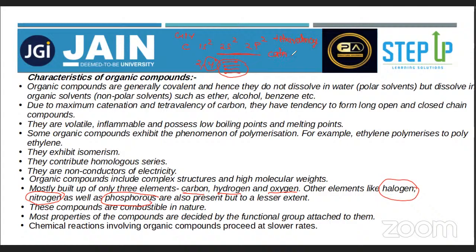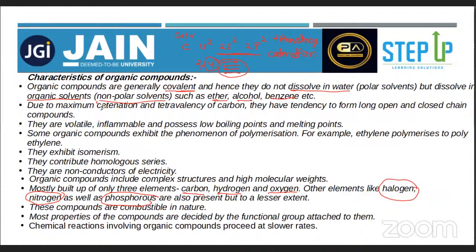Catenation is the self-linking property of carbon. It can link to other carbon atoms and build huge chains, branched or straight, leading to the formation of compounds with big molecular mass. Organic compounds, because they are covalent in nature, don't dissolve in water, since water is a polar solvent, but they dissolve in organic solvents. Organic solvents are normally non-polar solvents, such as ether, alcohol and benzene.